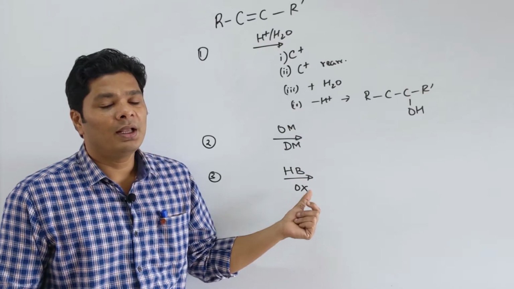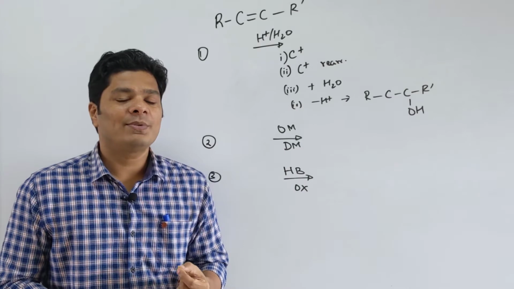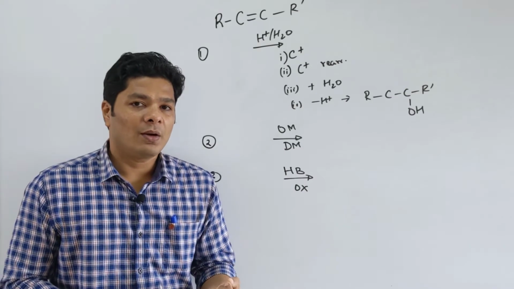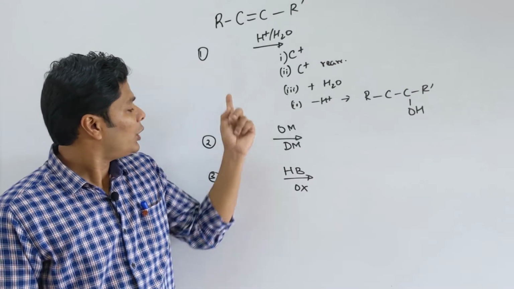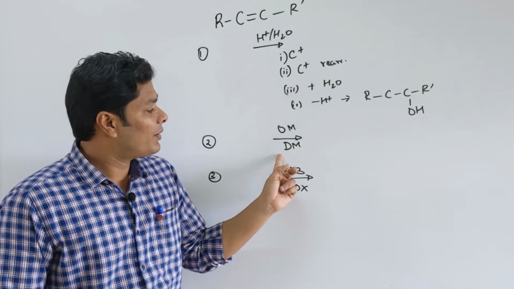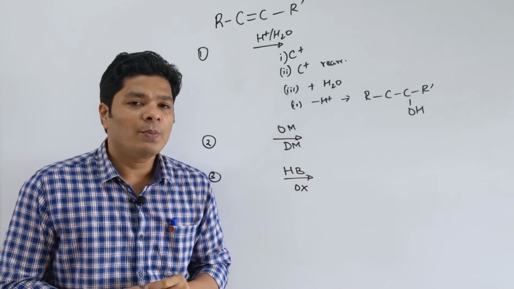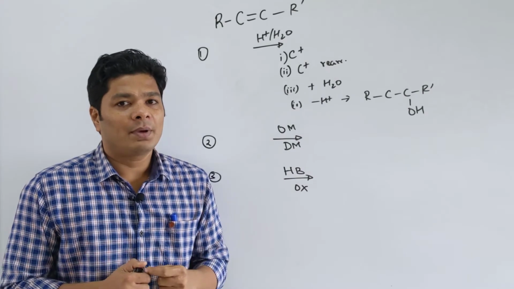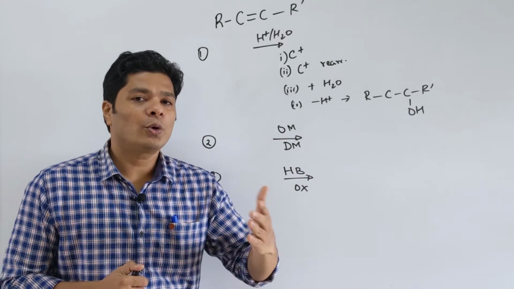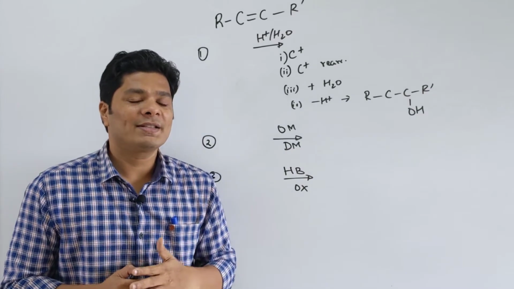Hydroboration oxidation is extremely vital because it helps in synthesizing primary alcohols, whereas your oxymercuration, demercuration and acid catalyzed hydration cannot give you primary alcohol except ethanol, because the moment you go to propanol and above, you are always going to get a secondary alcohol.